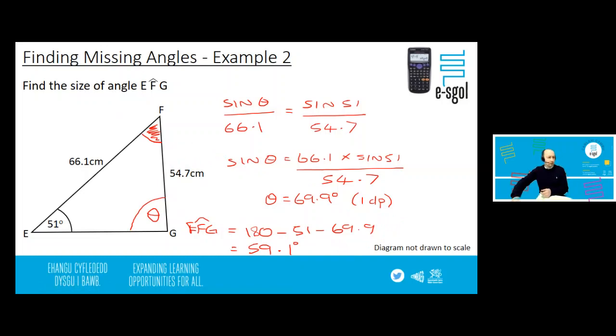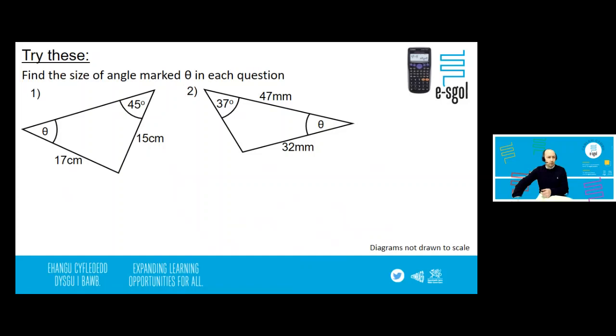Okay, so let's take a look. There's two questions there for you to have a go at. And again, it might be worth you pausing the video at this stage, have a try at those questions, and then unpause it, and then we'll go through the answers together.